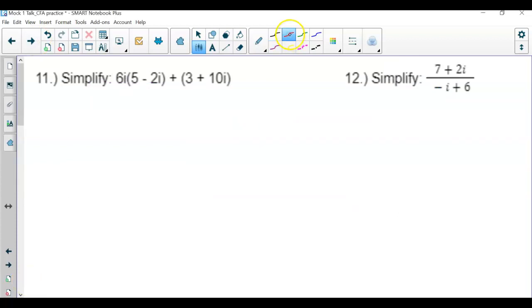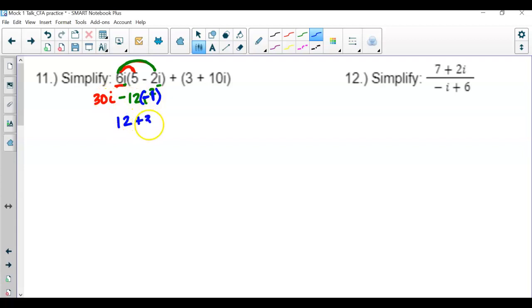In this next problem, we are just simplifying, but keep in mind we are combining and we're also multiplying. I'm distributing here 6i. So 6i times 5 is 30i. Then here I've got 6i times negative 2i, which is negative 12i squared. Remember, i squared is always negative 1. So two negatives now make a positive 12.